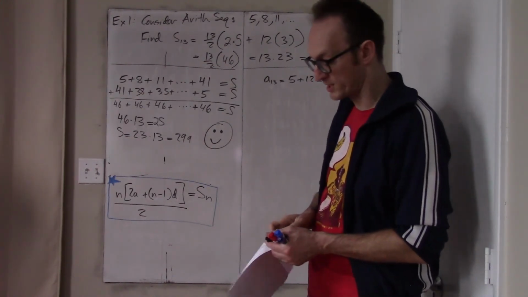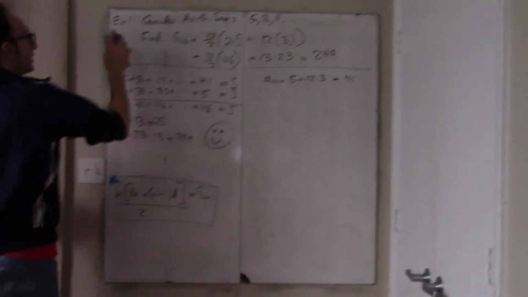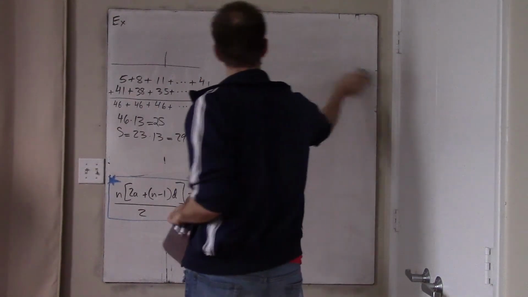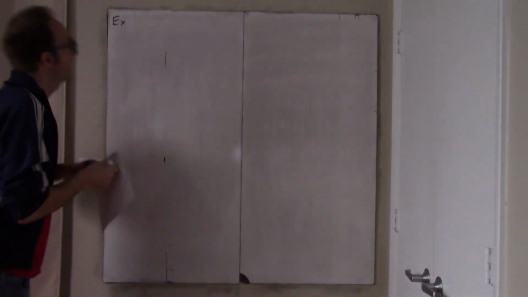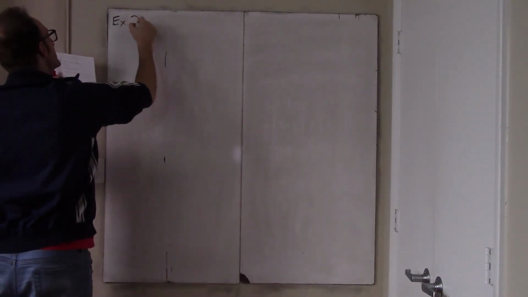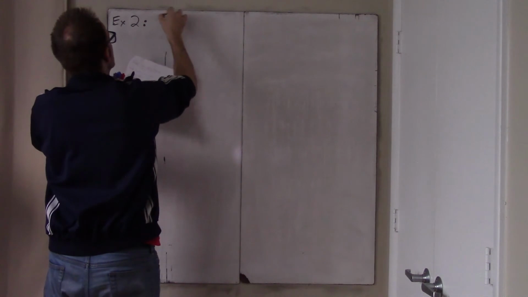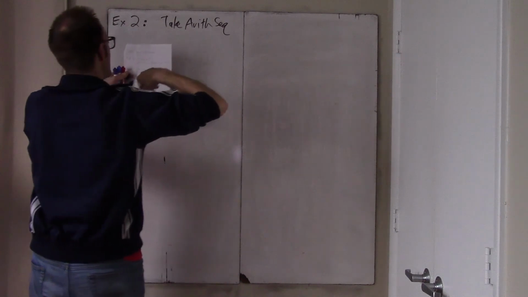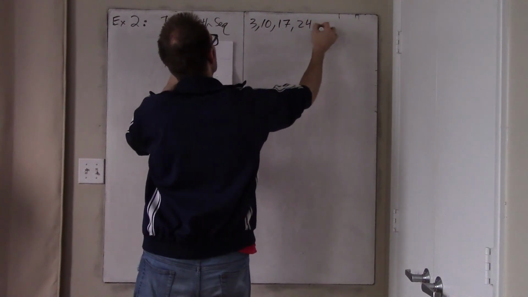Okay, good. We're going to do one more thing. Example 2. This is now a little bit harder. Admittedly, this is a little bit of an artificial problem, but anyway, I like it. This is hard enough that it's not in your textbook, but it's really not that hard. So here is the problem. Take the arithmetic sequence 3, 10, 17, 24, etc.